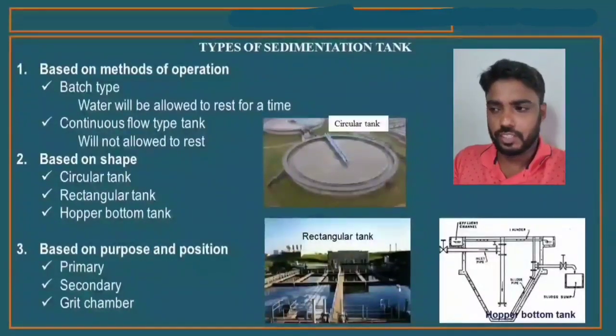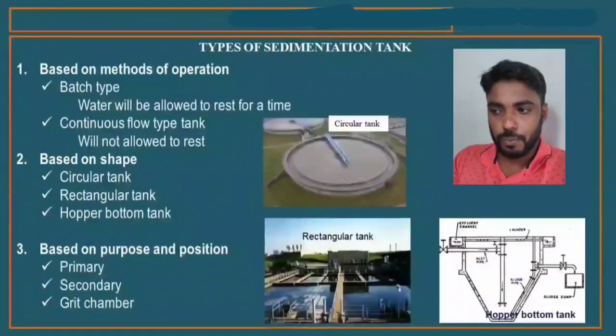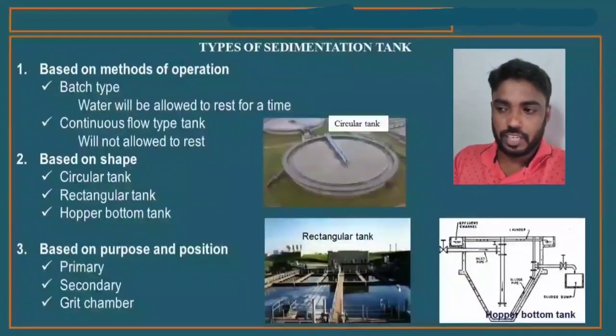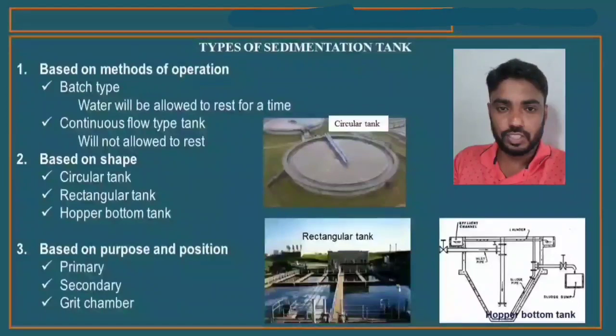And the second one is based on shape. This is classified into circular tank, rectangular tank, and hopper bottom tank. Those three tanks you can see in this slide. And the third one is based on purpose and position. We can classify these into primary sedimentation tank and secondary sedimentation tank, and this chamber is also an example of a sedimentation tank. This is about sedimentation tanks.